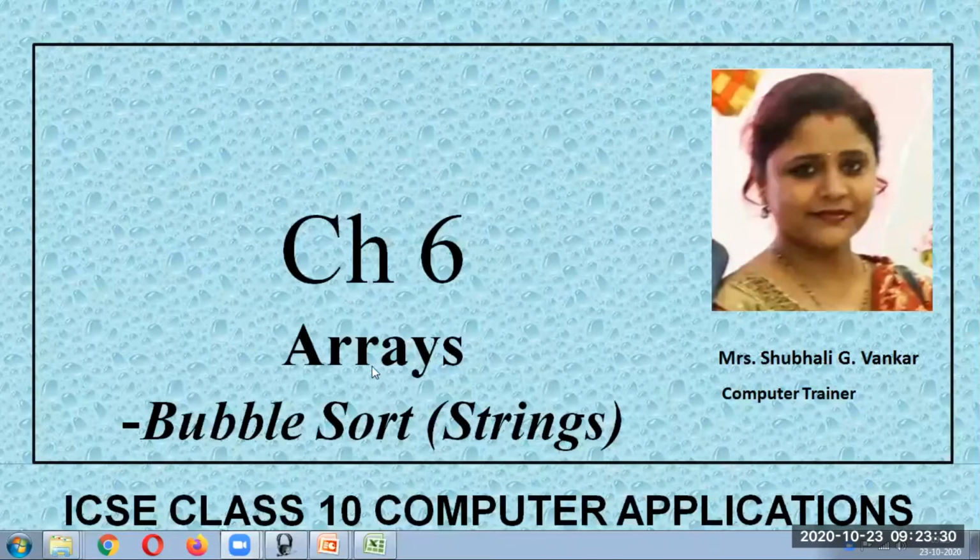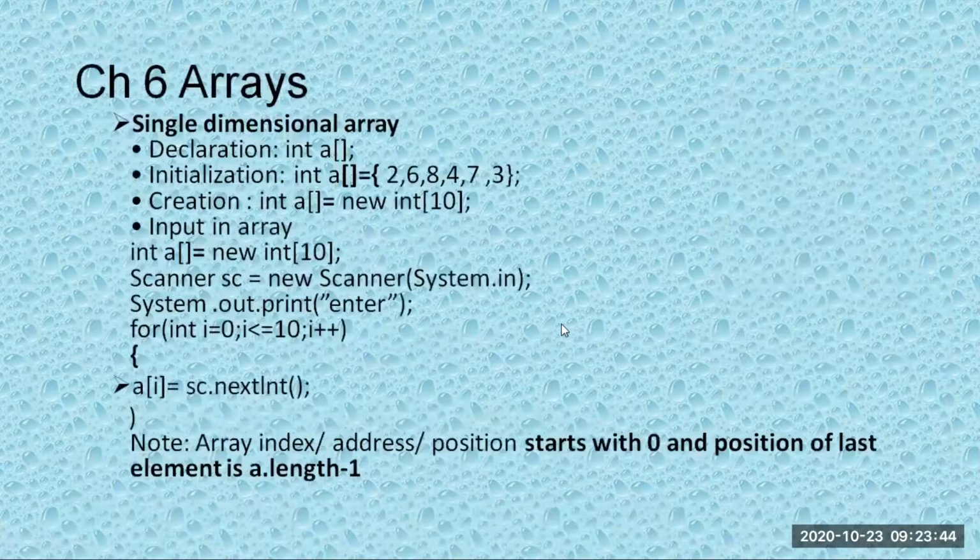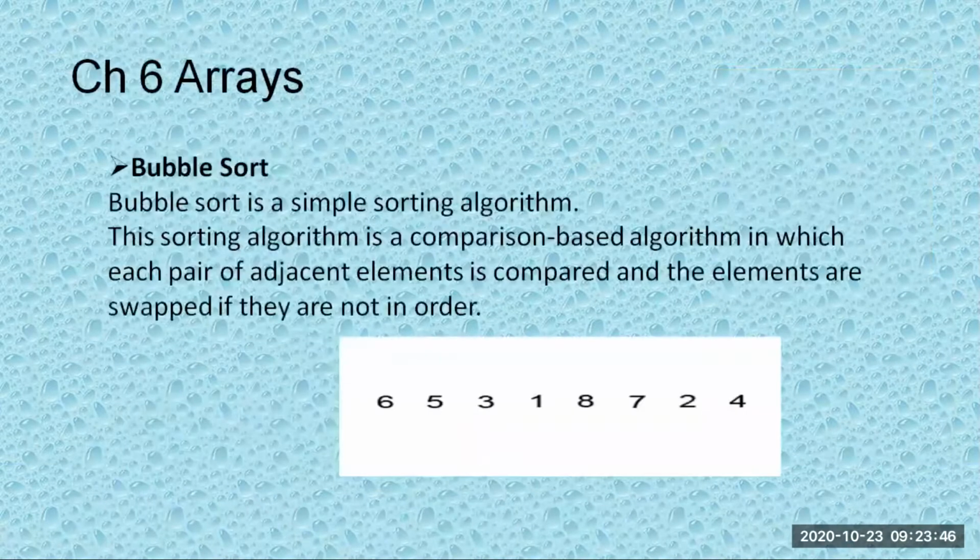Today we are going to discuss array, bubble sort, string. Already in the previous class we have discussed how to do bubble sorting of numbers. So basically the same concept is there. We'll understand the concept once again and then we'll take the program for string. Hardly any difference is there. So let us understand what is bubble sort.